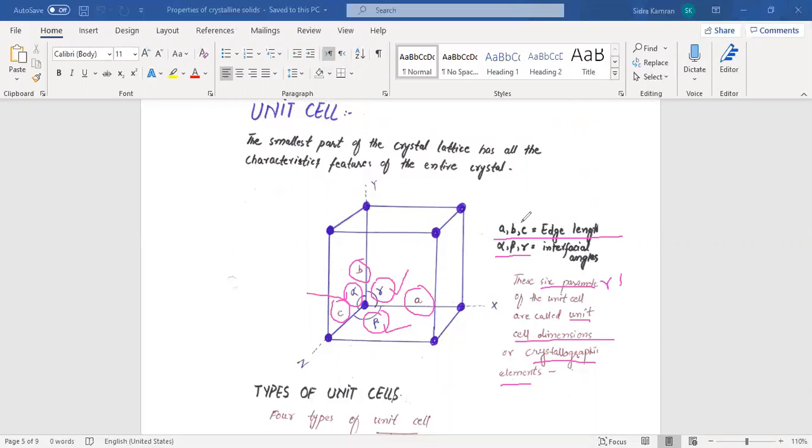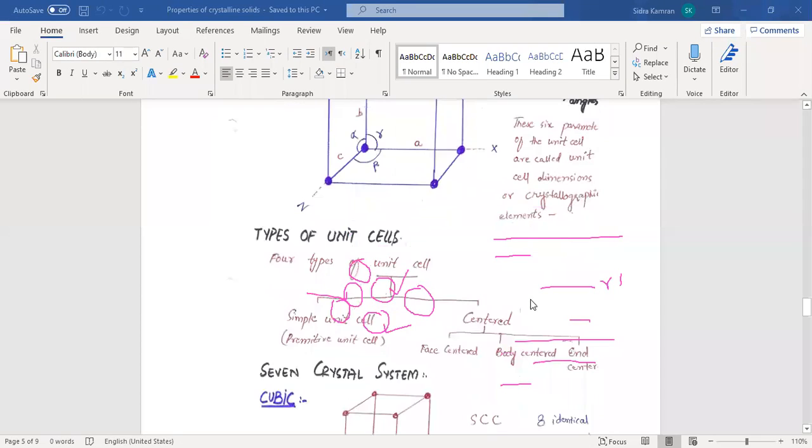Edge lengths are A, B, C and interfacial angles are alpha, beta and gamma. Between A and B, the angle is gamma. Between B and C, the angle is alpha. And between C and A edge length, the angle is beta.